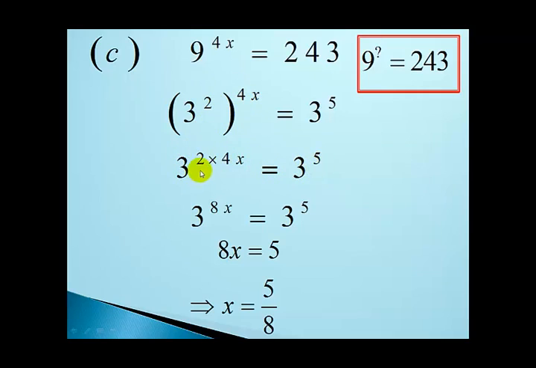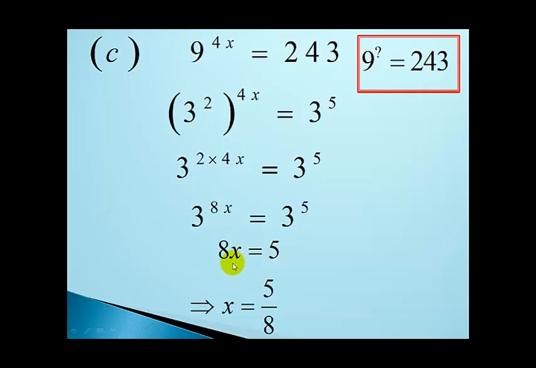Now when we multiply 2 by 4x, the result is 8x. And that is how come we have 3 raised to the power 8x. This is equal to 3 raised to the power 5. Now, the bases are now the same on both sides of the equation. And so we equate the exponent. Exponent on the left hand side is 8x. And exponent on the right hand side is 5. And so 8x equals 5.